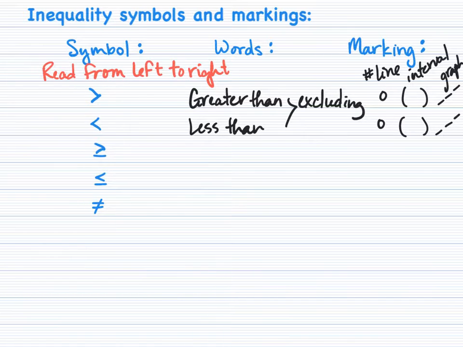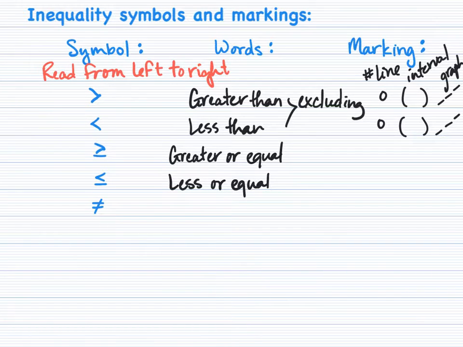Our next ones, with the line under it, that tells us that the values are included. So that changes this from greater than to greater than or equal to. And if we flip that around, it changes to less than or equal to. So those two include our values in the solution set. We make those closed circles for our number line or graph for that matter.